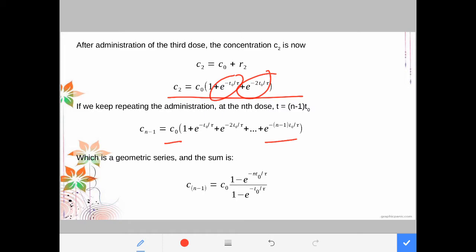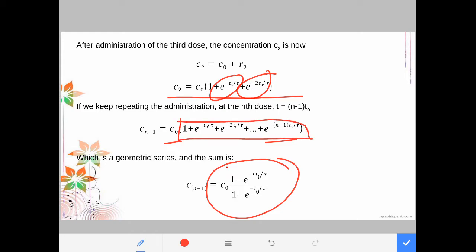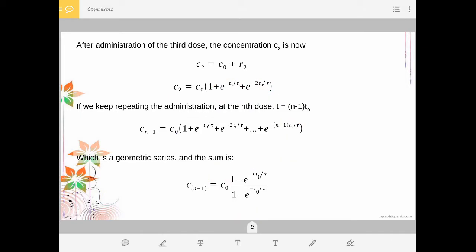So you basically have a geometric series. And if we get the sum of this series, we get this amount. Remember, this is a geometric series, and the sum of the geometric series is this one. Then we just multiply by C0. So this is now the concentration after the nth dose.